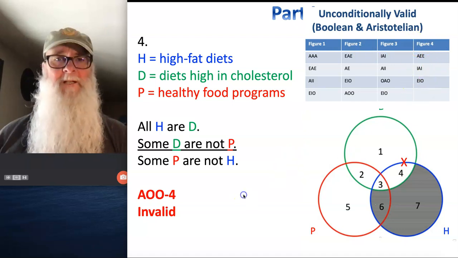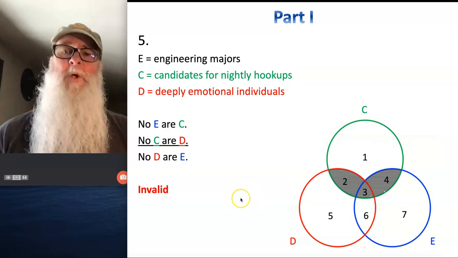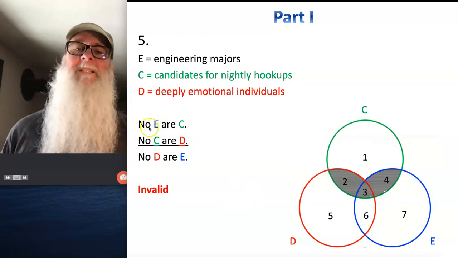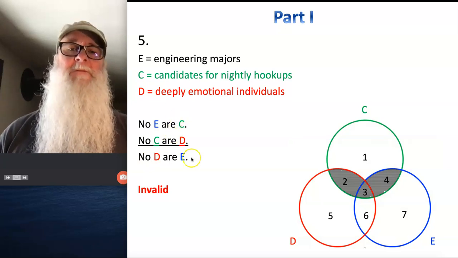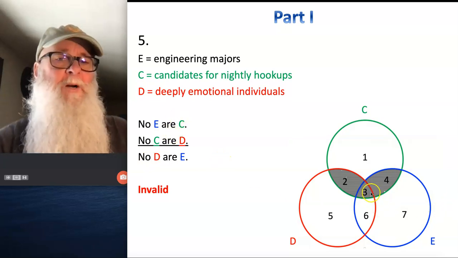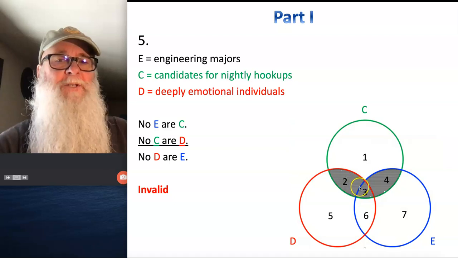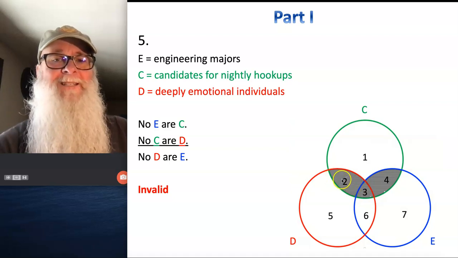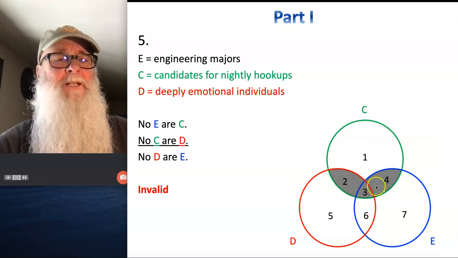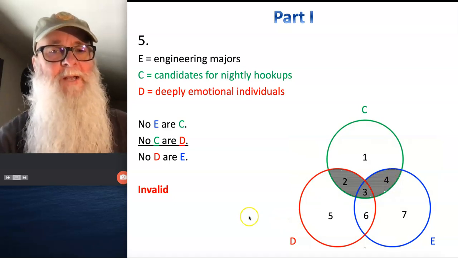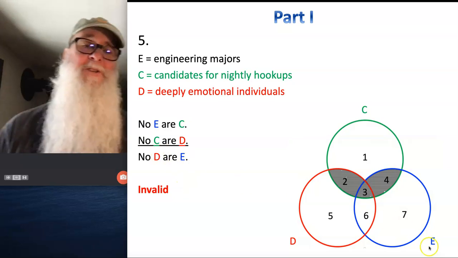So again, we're checking our work. Finally, number 5, we want to have an argument in the form of EEE figure 4. When we mark that argument, we shade in areas 2 and 3 to show that no C are D, and we shade in area 4 to show that no E are C. And when we do that, we do not see the conclusion, no D are E.